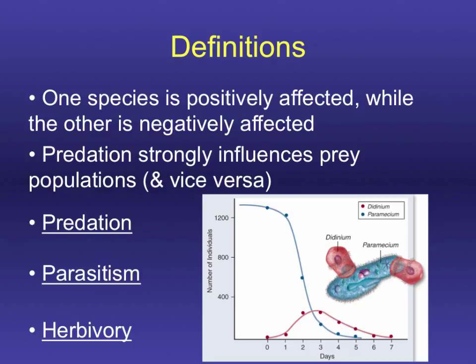Herbivory could really be considered either predation or parasitism, or even mutualism in some cases, because in some cases the presence of an herbivore actually stimulates the plant to grow further than what it would grow in the absence of the herbivore.